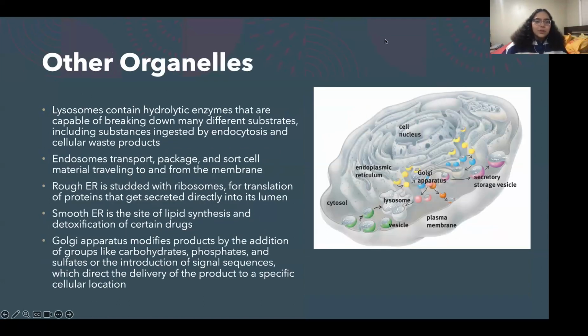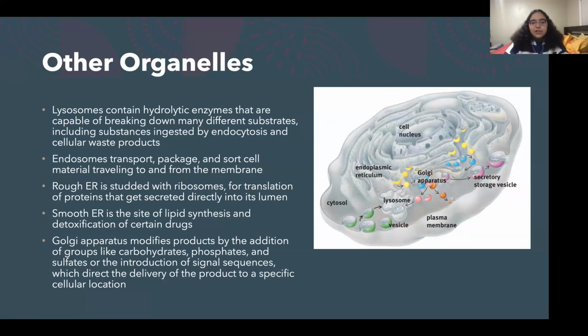In terms of other organelles, these are just kind of random ones that I put on. Lysosomes are kind of like the garbage bin of the cell. They have hydrolytic enzymes, so they can break down a lot of different things like waste products. Endosomes help transport, package, and sort cell material.